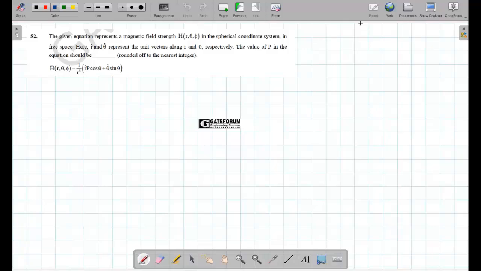So there is a magnetic field given, and that is represented in terms of the spherical coordinate system. H of r, theta, phi is given as 1 by r cube, p cos theta in the r vector and sin theta in the theta vector. The phi vector is not there.